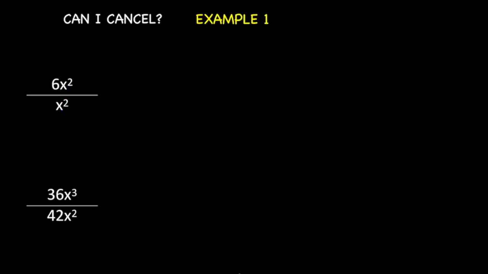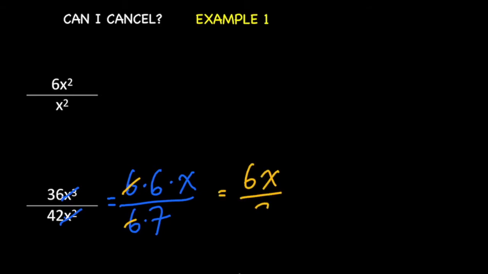Going to the bottom expression, same thing: multiplication signs, factors, no evidence of a plus sign or a minus sign. So what I would do here is I would break down the 36, and I would break down the 42, and I would change the x cubed over x squared to just x. That would leave me with just 6x over 7.